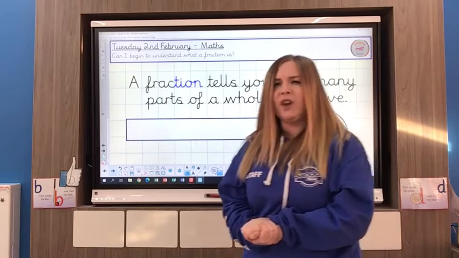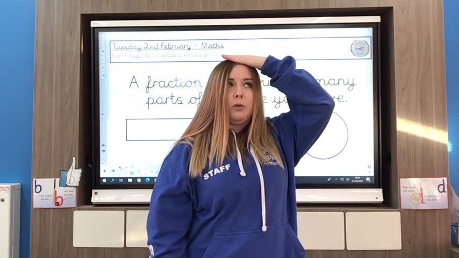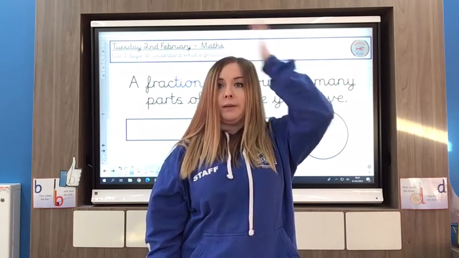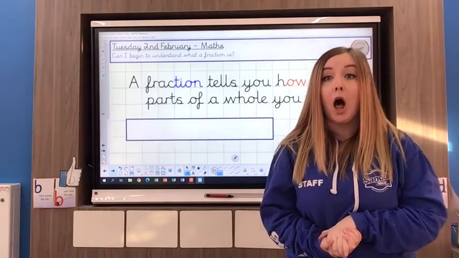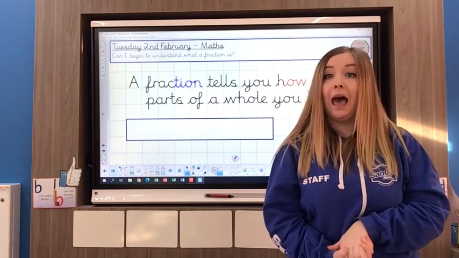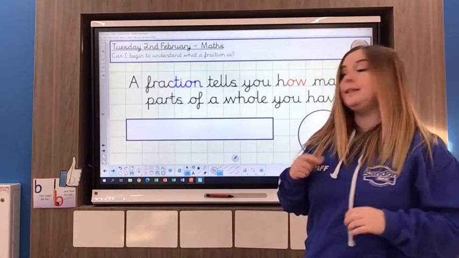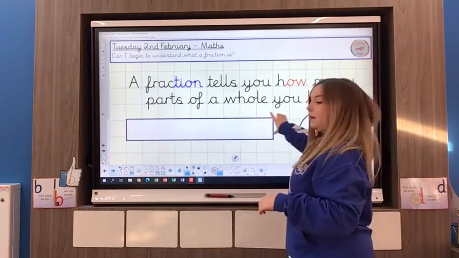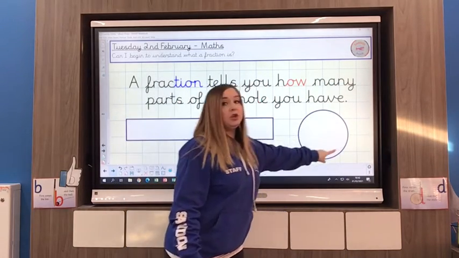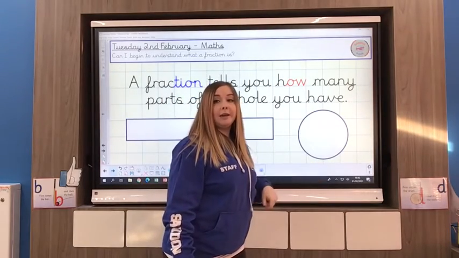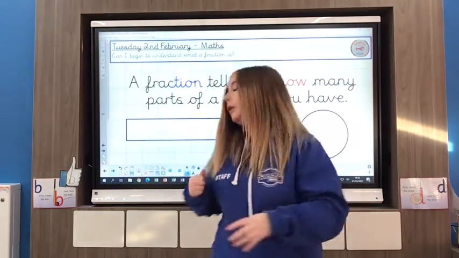Now, if you know what a fraction is, or if you've heard that word before, I want you to put your hands on your head. We do that quite a lot in school, don't we? And think, what is a fraction? A fraction tells you how many parts of a whole that you have. So we work using wholes. I've shown wholes in two ways here: a whole in a rectangle shape, and also a whole in a circle shape. Because it's not split into any pieces, we've got the whole amount of it.